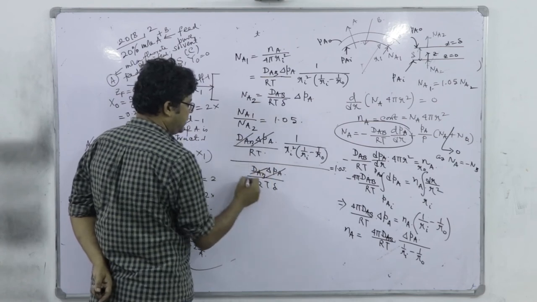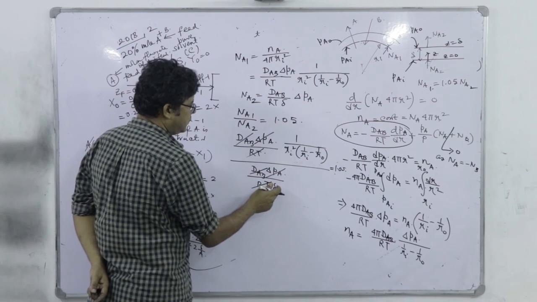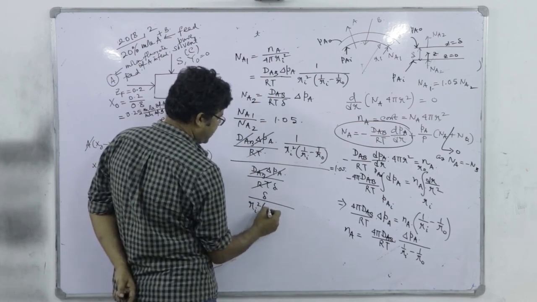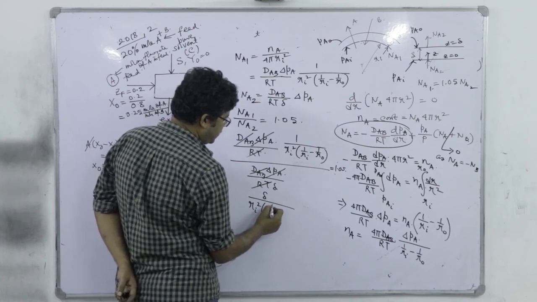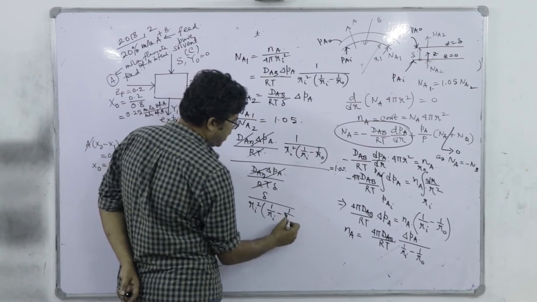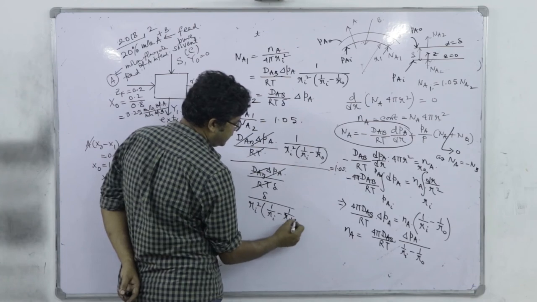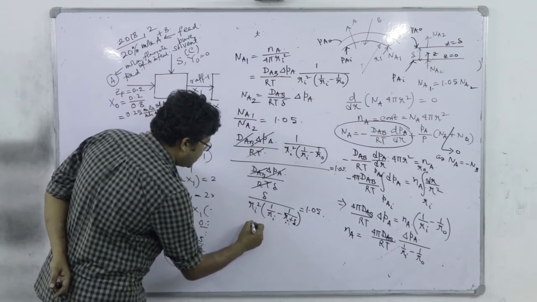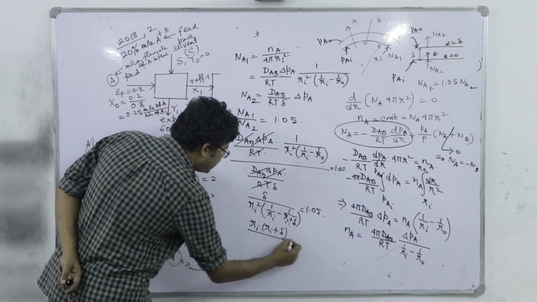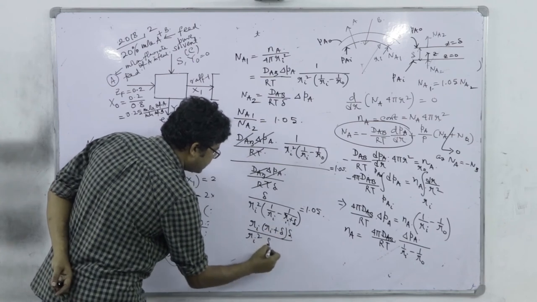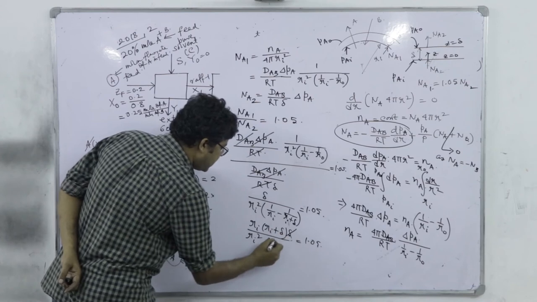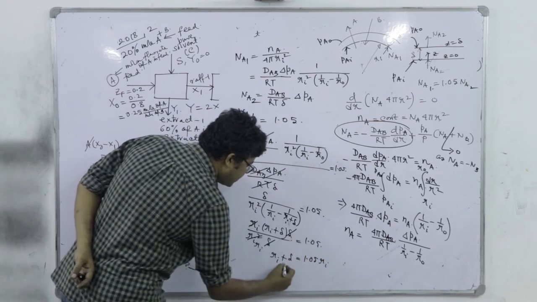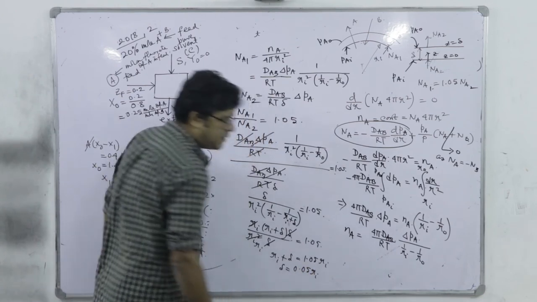Delta PA, DAB, and RT cancel out. So delta divided by Ri square, into 1 by Ri minus 1 by Ro, where Ro is Ri plus delta, equals 1.05. So Ri into Ri plus delta divided by Ri square into delta, and here it's also a delta, equals 1.05. Delta and Ri cancel out, so Ri plus delta equals 1.05 Ri. So delta equals 0.05 Ri. That's the answer.